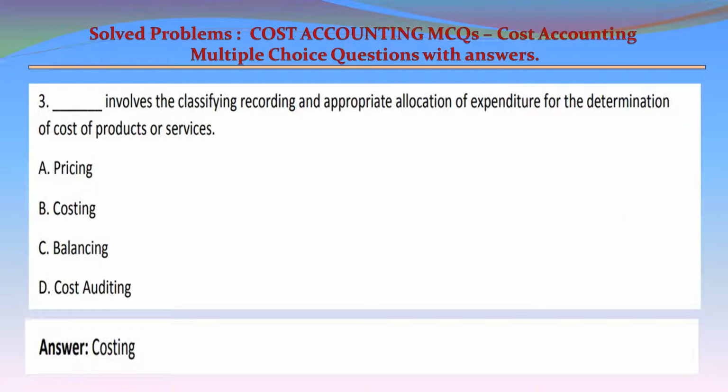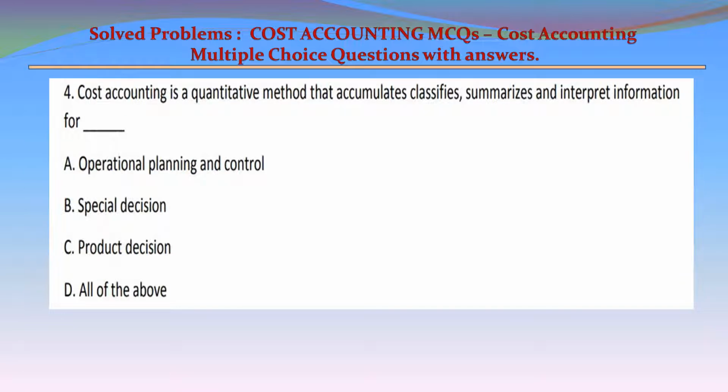Answer. Option B. Costing. 4. Cost accounting is a quantitative method that accumulates, classifies, summarizes and interprets information for dash. Option A. Operational planning and control. B. Special decision. C. Product decision. D. All of these.